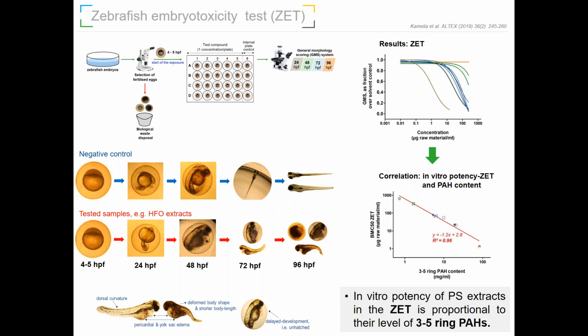One of the differences in this correlation between the EST and ZET is that the EST correlates best to 3 to 7 rings, and the ZET correlates best to 3 to 5 rings. One explanation for that is that in the EST we use a serum-based medium, while in the ZET we use a saltwater-based medium. Of course, this may affect the bioavailability of the test compounds during the exposure period.